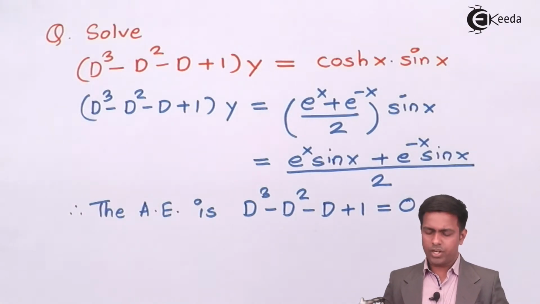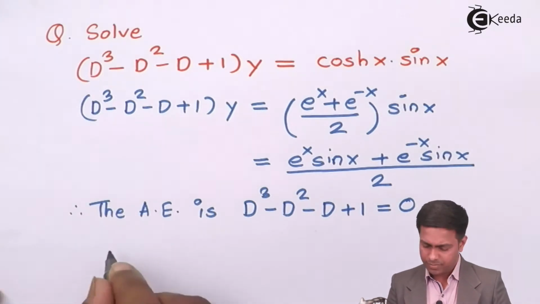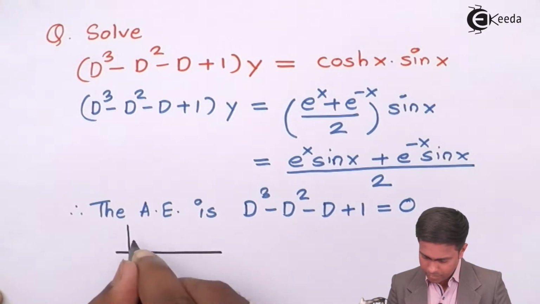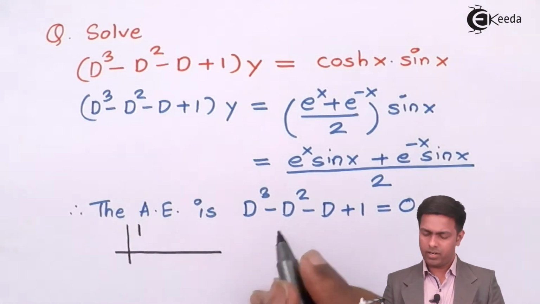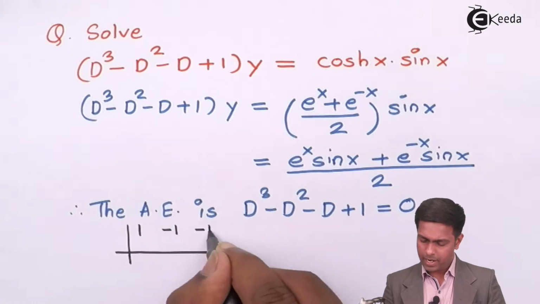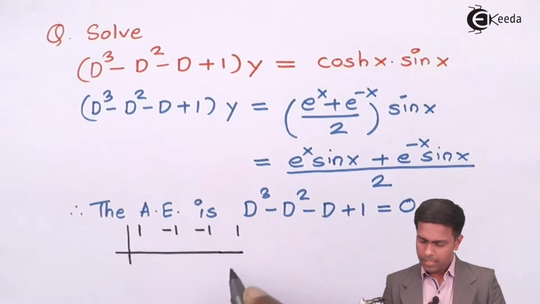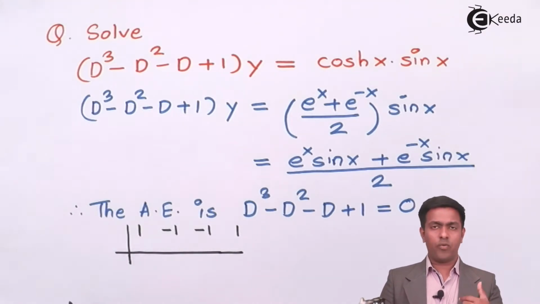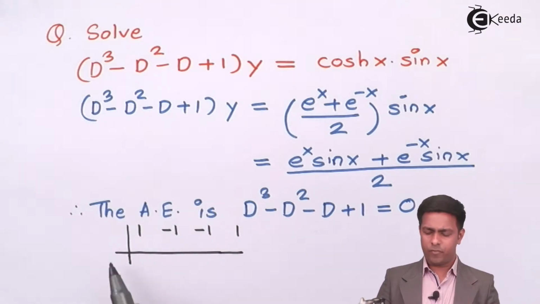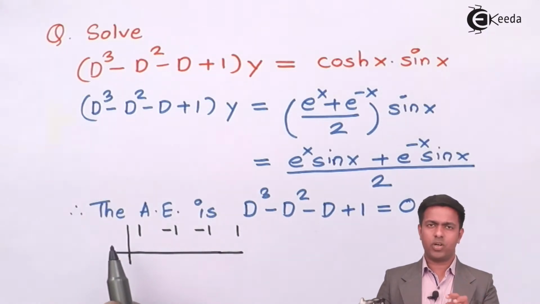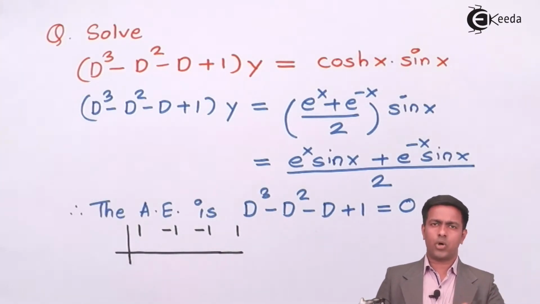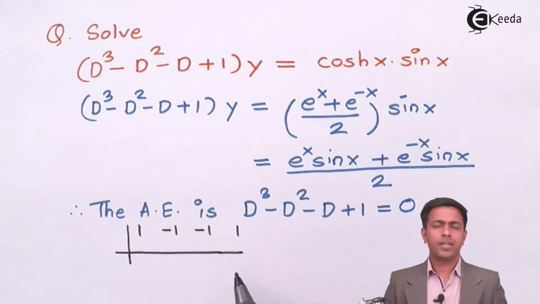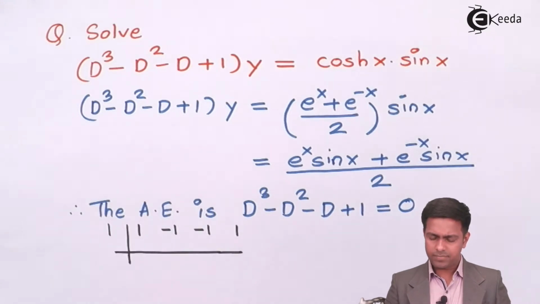So for that I'll write down the coefficients. The coefficient of D cube is 1, then minus 1, minus 1, and 1. Next, we'll take the different roots. I always suggest students take 1. If 1 is not matching, then take minus 1, then 2, minus 2. Accordingly, take one positive and one negative number till you get 0 over here. So let's start with 1.